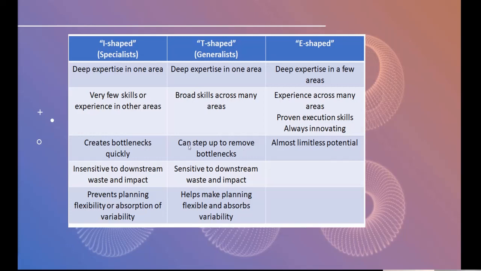On the other hand, T-shaped people can step up to remove bottlenecks. This type of people are experts and they can do other things, so they can step up and take the other leads.